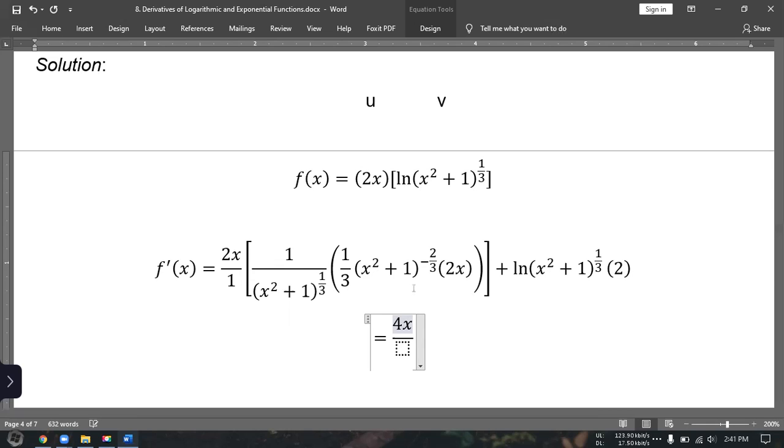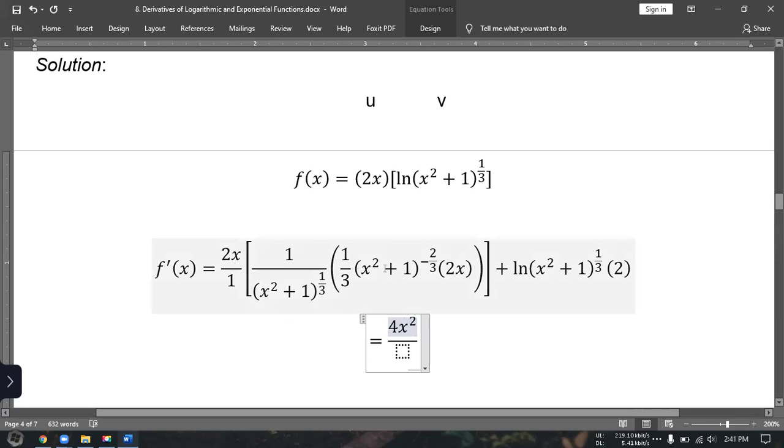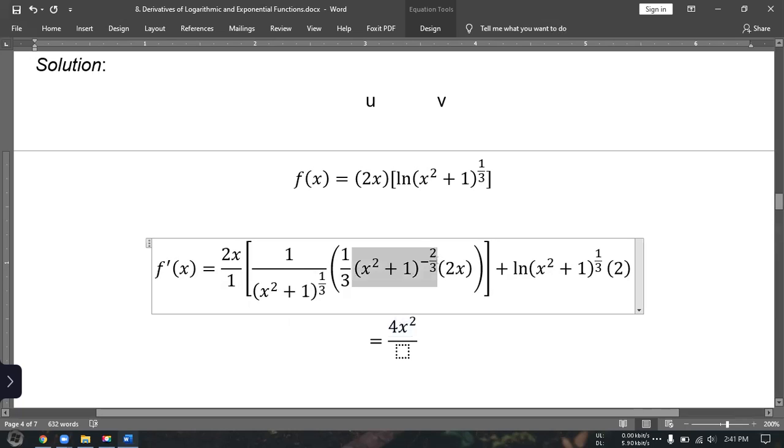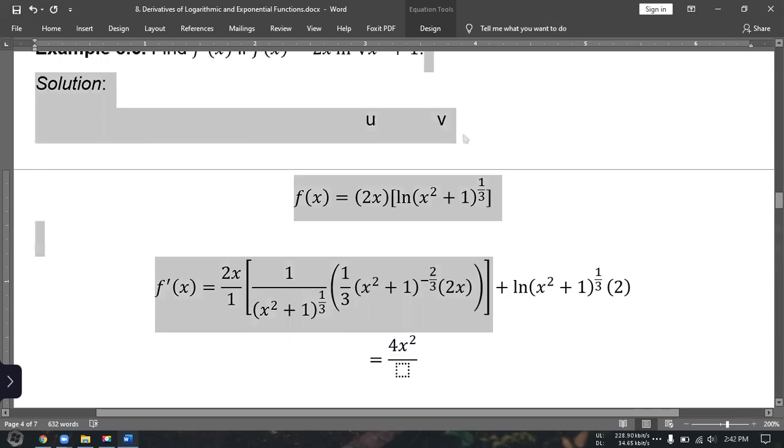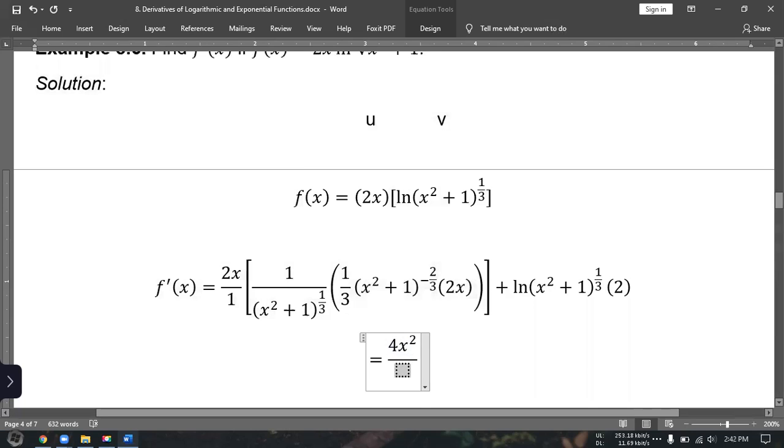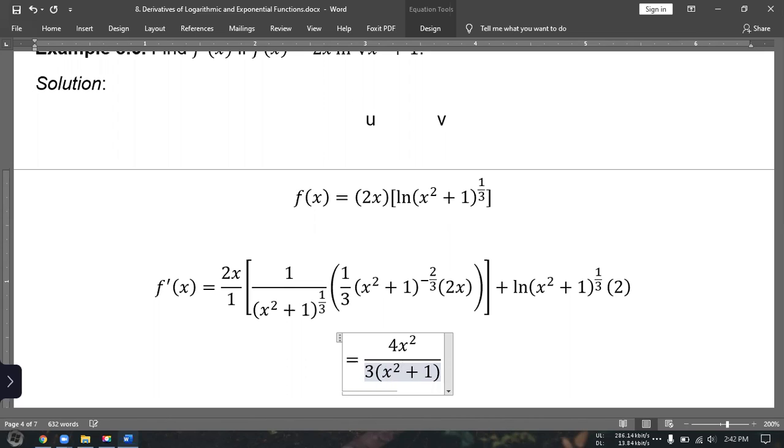And then applying the properties of exponents, since the exponent is negative, that is the inverse. We have x. We have 3 here. We have 3 outside. x squared plus 1 raised to 1/3 times x squared plus 1 raised to 2/3.